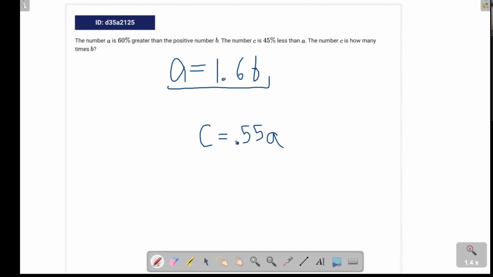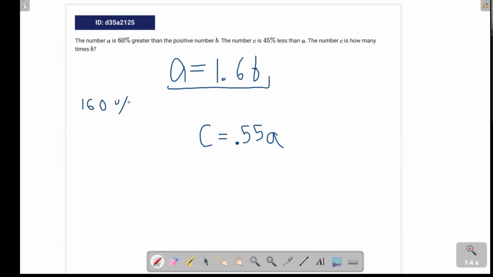It won't be 1.6 plus B instead of 1.6B, that's not how it's going to work, because you're not adding 1.6 plus B. It's 60% greater than it. So it's going to be 1.6 times B. It's just how the math works. I'll go over this really quick. Why is it 1.6? 1.6 is the same as, when you write it as a percent, 160%.